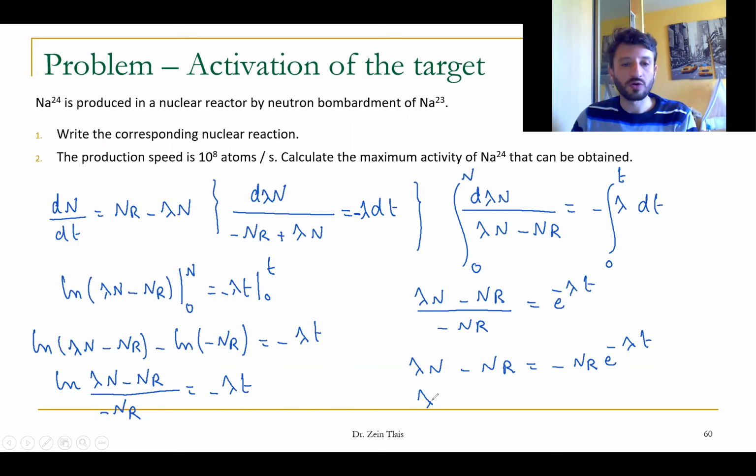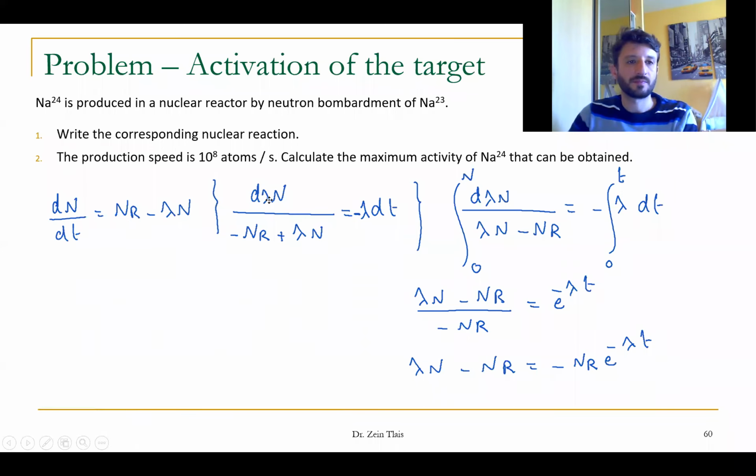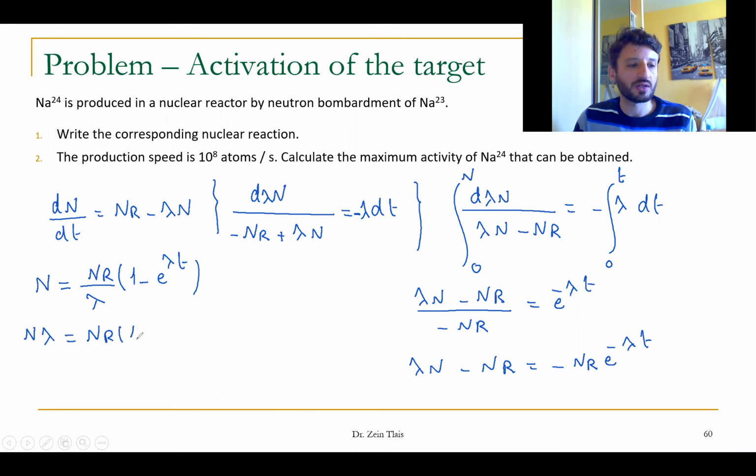So lambda n equals nr times 1 minus exponential minus lambda t. And you know lambda n is the activity at a time t, and nr is the initial activity A0, so A equals A0 times 1 minus exponential minus lambda t.